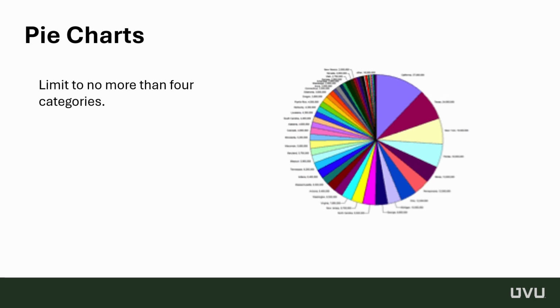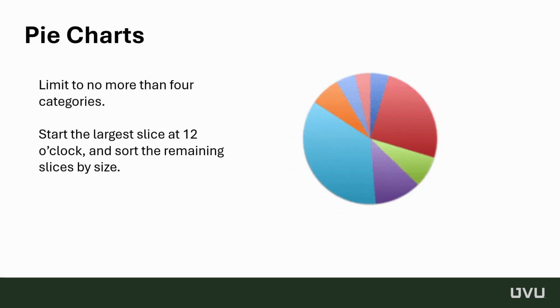People also tend to read pie charts in clockwise order, so it's important to sort your slices by size, placing the largest slice at 12 o'clock. We don't want our readers to have to jump to left and right, continually trying to find out which is the next largest piece of the pie.